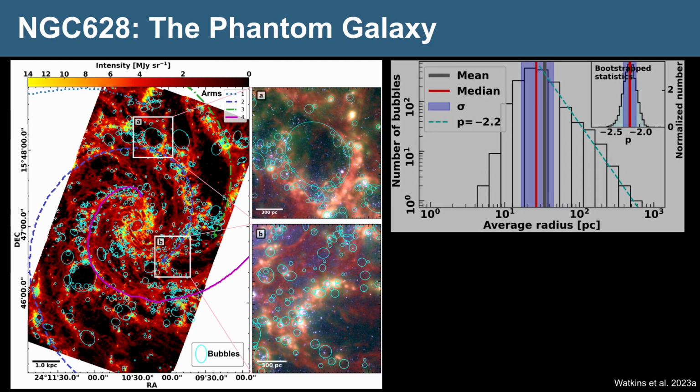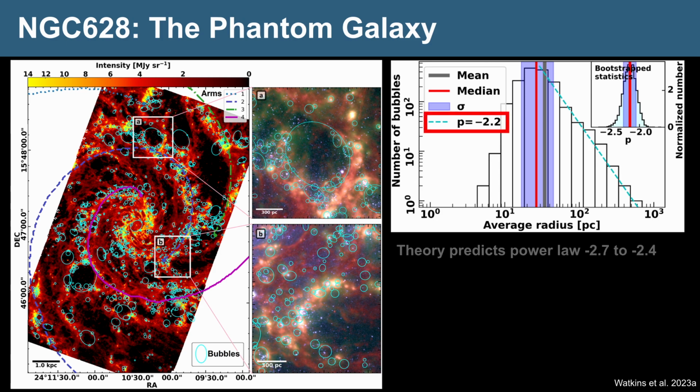Moreover, we find that the size distribution of bubbles, which is mainly controlled by the pressure balance of the bubbles with the ISM, is too shallow compared to theory. We find the tail of the distribution has a power law of minus 2.2, but theory predicts it should be minus 2.7. This can happen if small bubbles expand in the shells of larger bubbles, causing them to merge together. Therefore, with fewer small bubbles detected, the power law becomes shallower. This is direct statistical evidence that star formation is clustered into bubble shells.